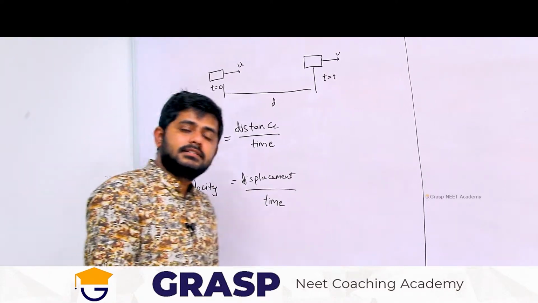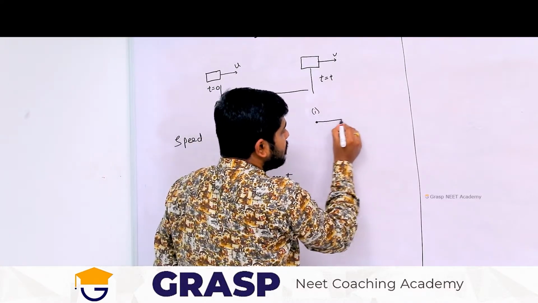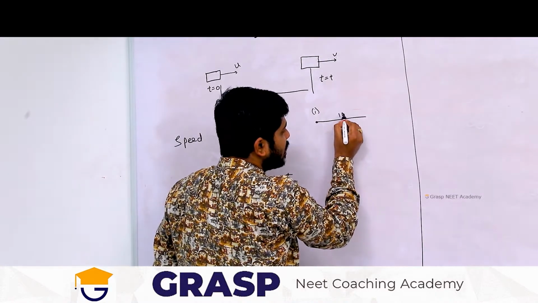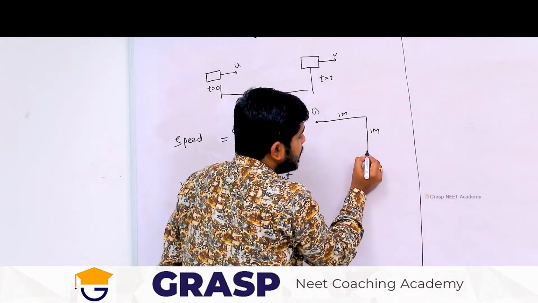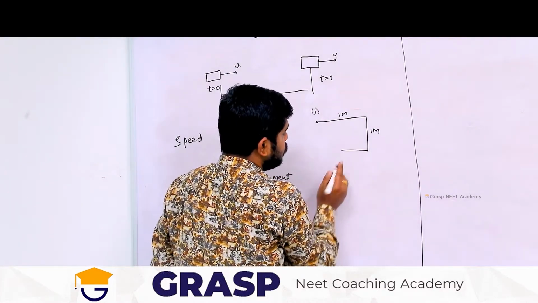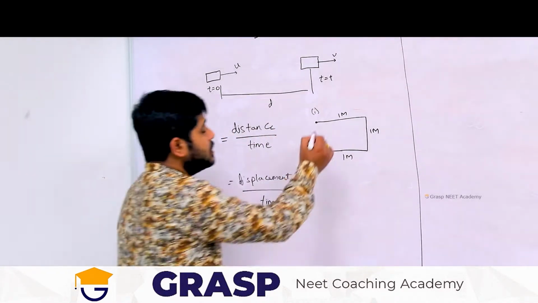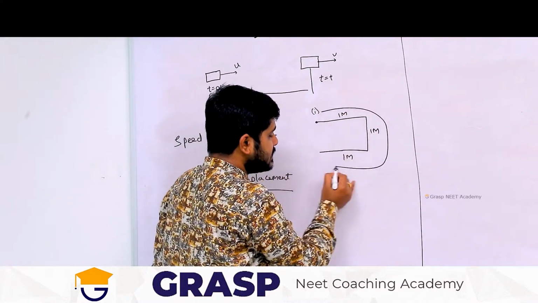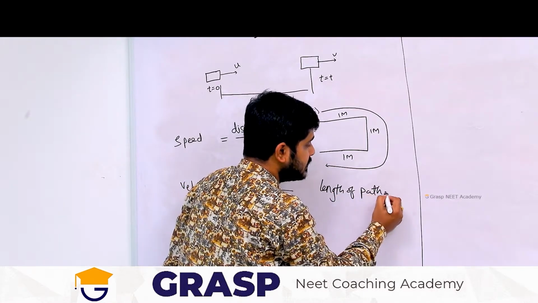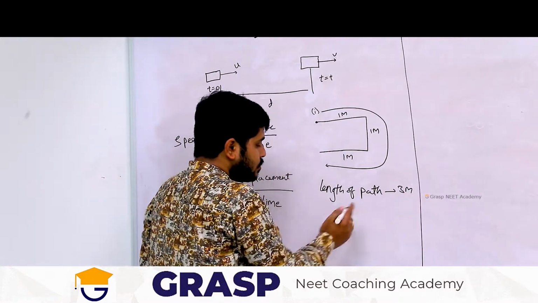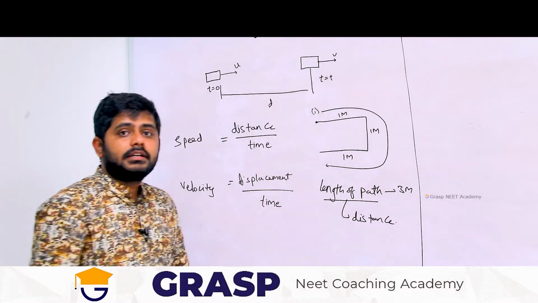Between displacement and distance, if you see, initially the particle is at this position. It travelled 1 meter, then travelled down for 1 meter, and again came back 1 meter. So, the length of the path is 3 meters. This length of the path is nothing but distance.